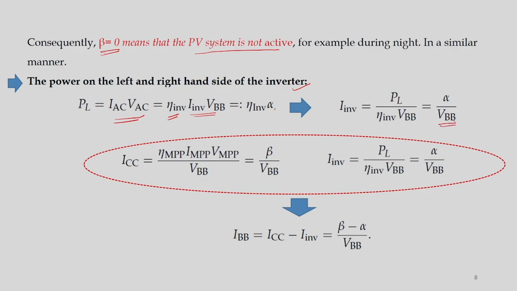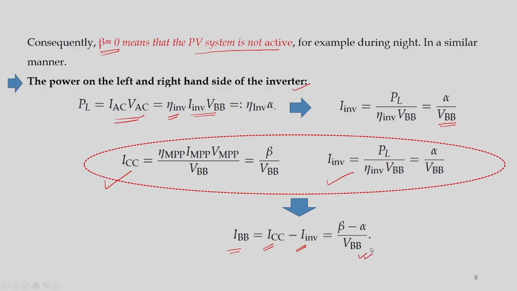Now, we have two expressions, I_CC and I_inverter. So, from here we can calculate what is I_BB. This I_BB is nothing but I_CC minus I_inverter, the charging current minus the inverter current, and this is nothing but beta minus alpha divided by V_BB, right.